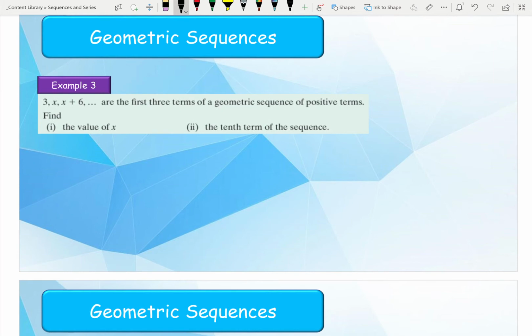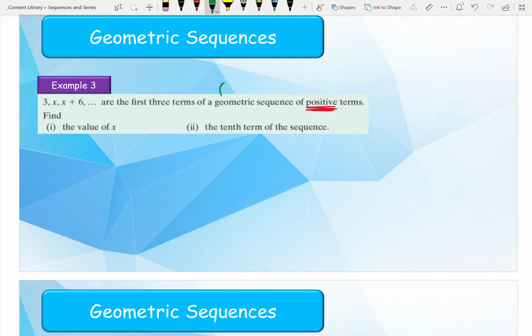It says we have 3x and x plus 6 are the first 3 terms of a geometric series. And we know that it's a geometric series of positive terms. Now when they give us that piece of information, we know it's going to be crucial. Now, find the value of x.